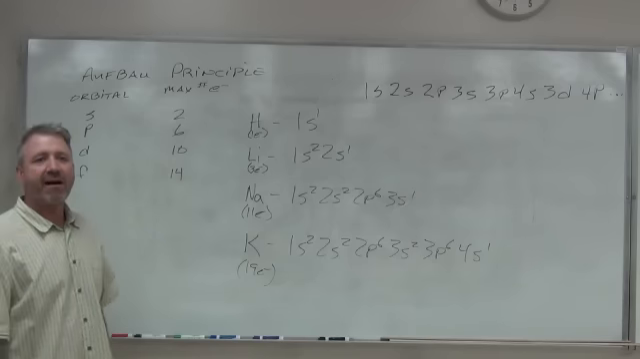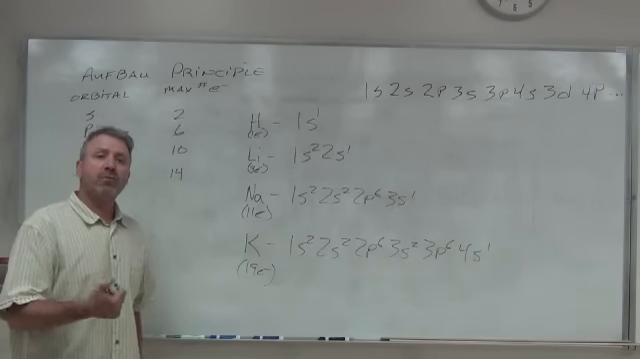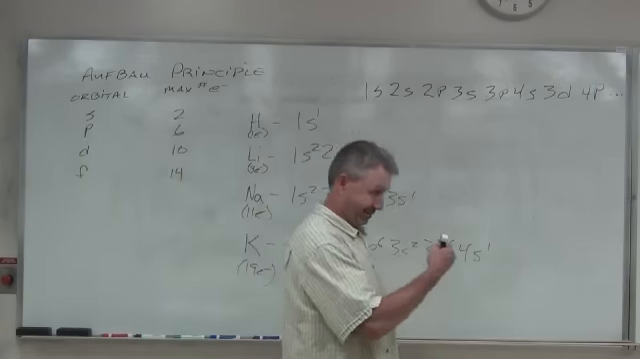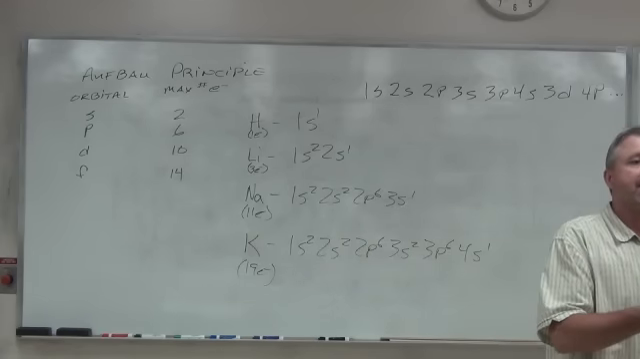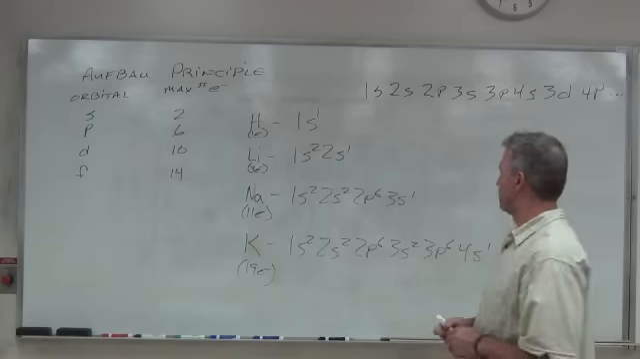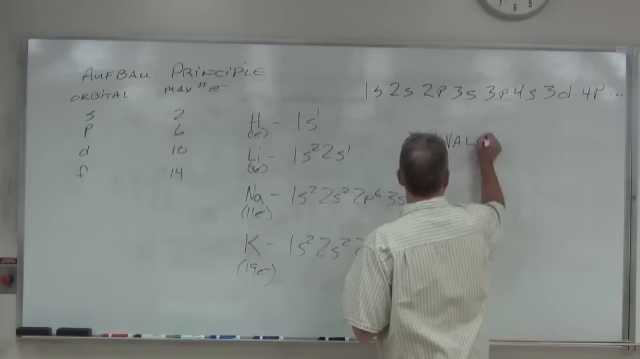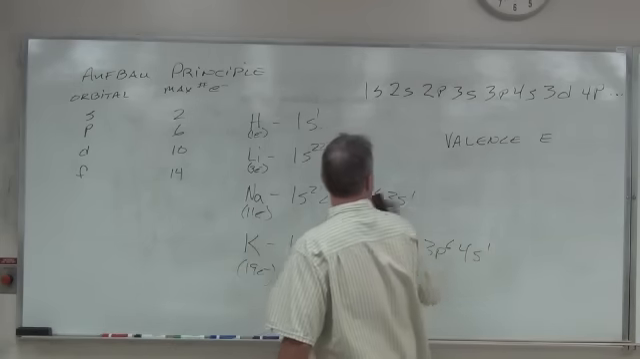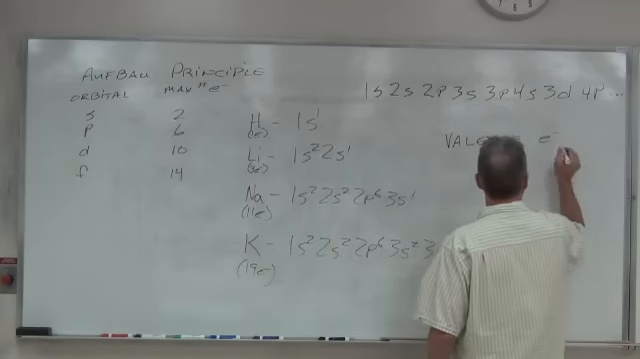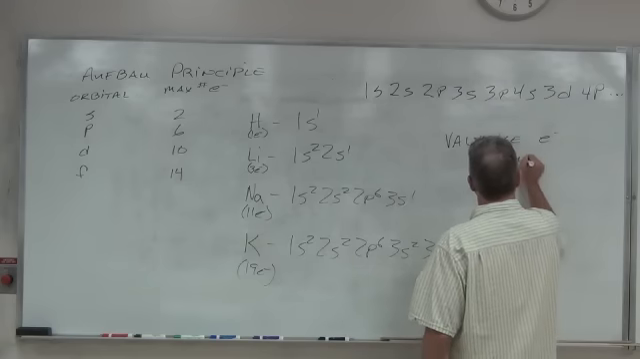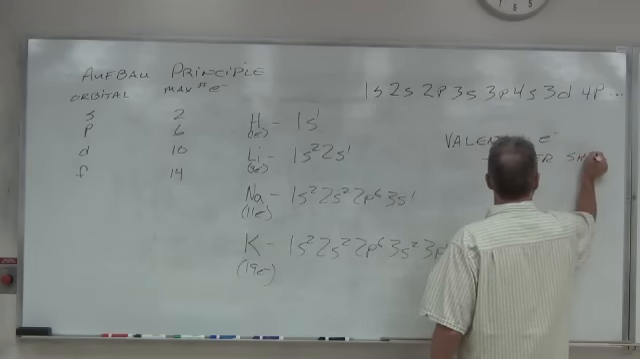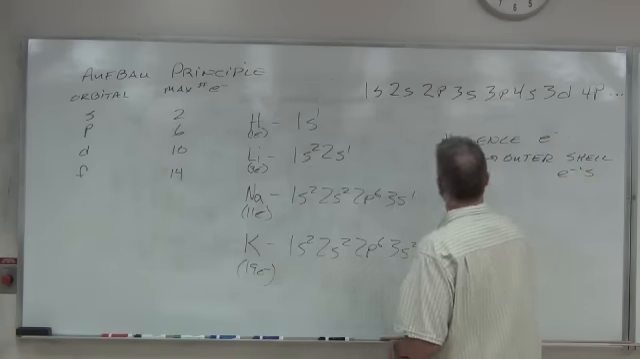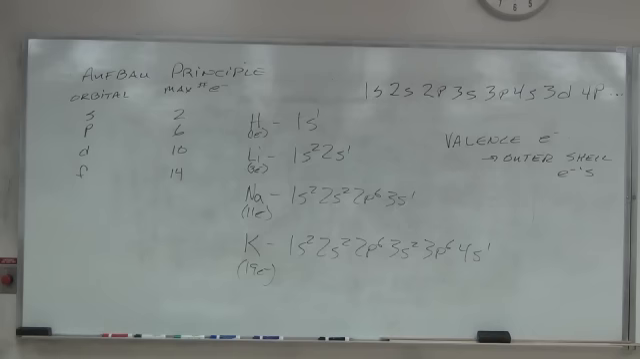Right? The group number of a particular group of elements tells you the number of valence electrons. Valence electrons. Valence electrons are outer shell electrons. Valence electrons are the outermost electrons. They're the electrons in the furthest shell from the nucleus.